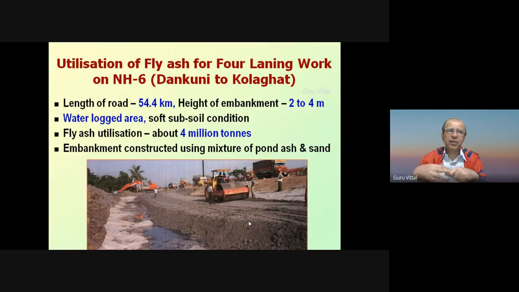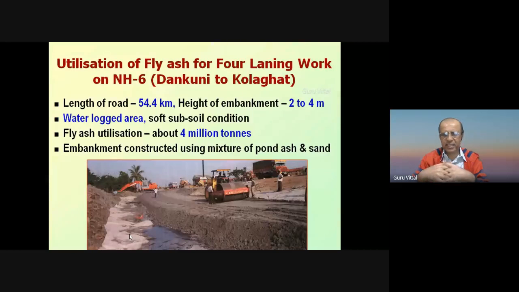This is another project, Dankuni to Kolaghat, in West Bengal. A few years after that one, and the length of the road and height of the embankment, etc., I have given. And here also, once again, the embankment has to be constructed through a waterlogged area, and after pumping out the water, this embankment was constructed. And you can see the white cloth here. This is the geotextile material, non-woven type geotextile material. It was used as a separator between the subsoil and the flyash layer, which was laid above that subsoil.